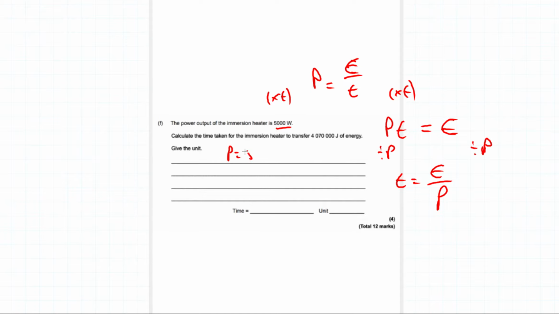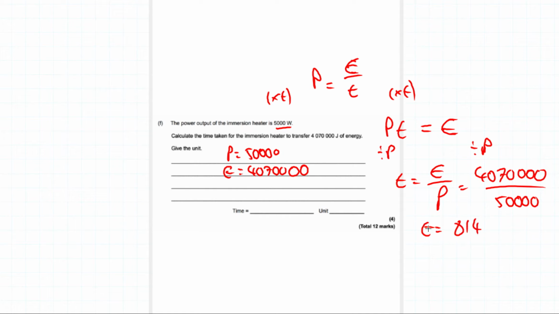Then from here we say power is equal to 50,000 and energy is equal to 4,070,000. Time is energy over power, so that's equal to 4,070,000 divided by 50,000. Plugging that in will give you a time of 814. So 814, and time is always given in seconds. And that brings to the end of these questions. If you have any questions or are still unsure, then please do let me know.